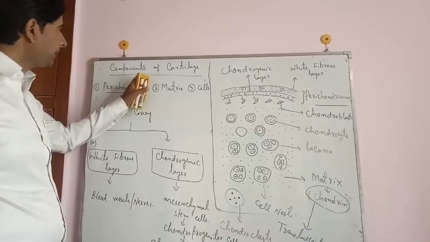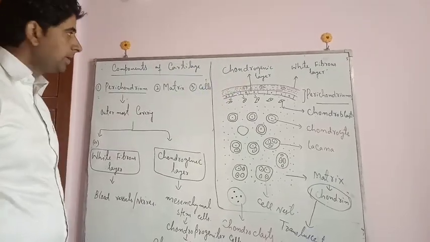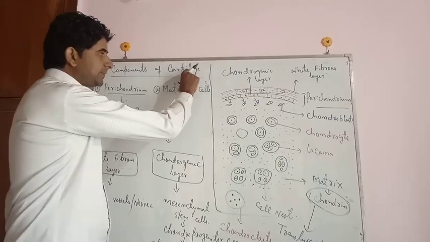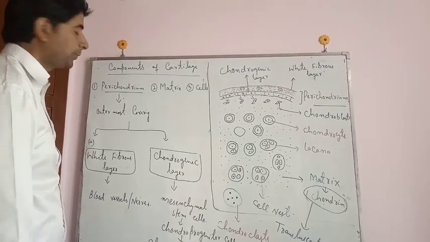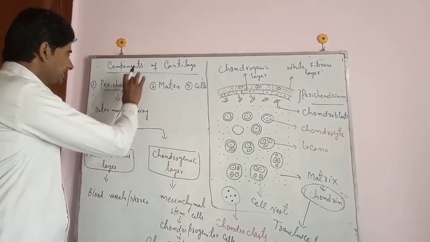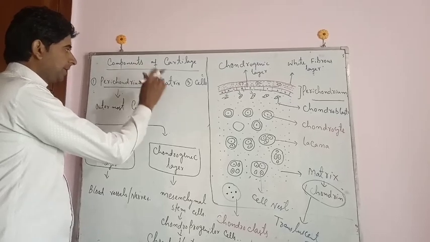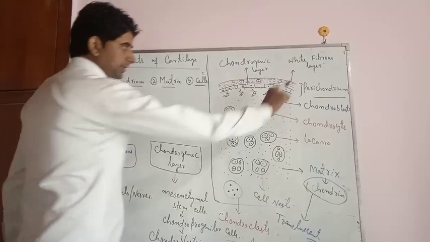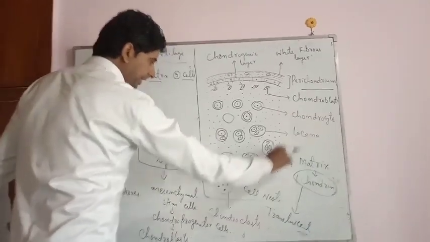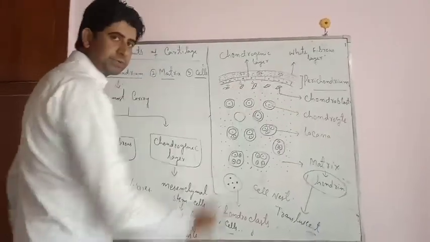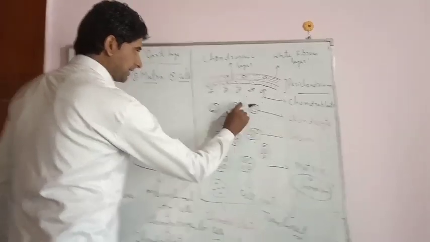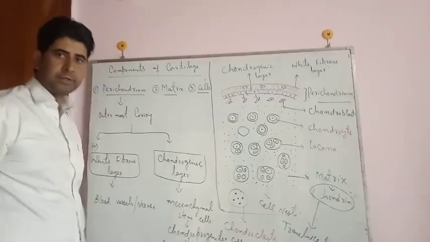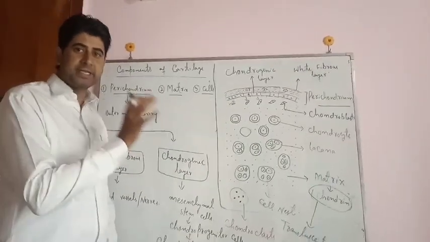Now, the components of the cartilage. Cartilage has the three components. First one is the perichondrium. Number next is the matrix, and third one is the cells. This one is the perichondrium. ये है इसका matrix, ground substance, and these are the cells. So now let us study them one by one.